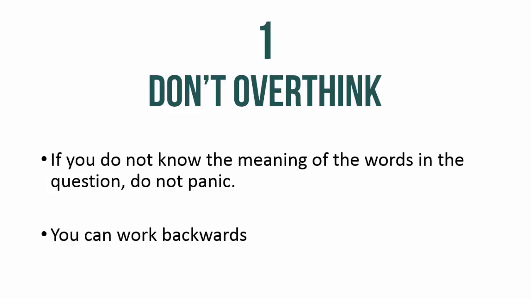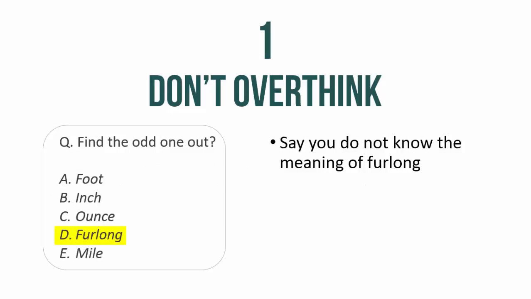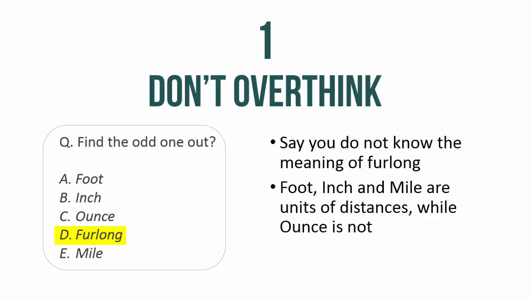You do not have to go by the usual set of steps where you look at the words and divine their meaning and try to understand and fit a theme. If you can't do that, you don't have to force that onto your answer. Always remember that it's quicker sometimes to work backwards from the given options. For example, you do not know the meaning of the word furlong. You know, however, that foot, inch, and mile are units of distances, and you know that ounce is not a unit of distance. So ounce is the odd one out.